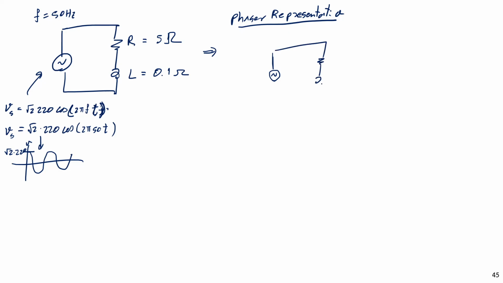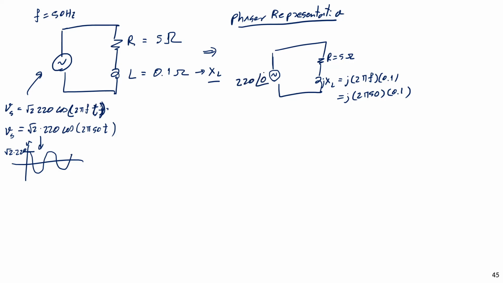This is R and L. L will be transformed into the reactance XL. So R is 5 ohm and the reactance jXL is j 2 pi f L, and with 0.1 it is j 2 pi 50 times 0.1 here. And then the voltage will be the RMS value, so it's 220 with the angle of 0.